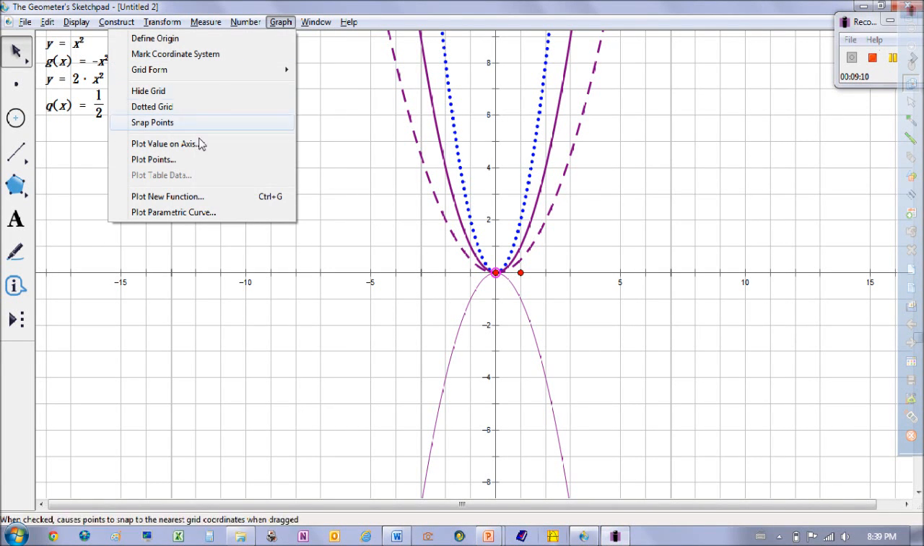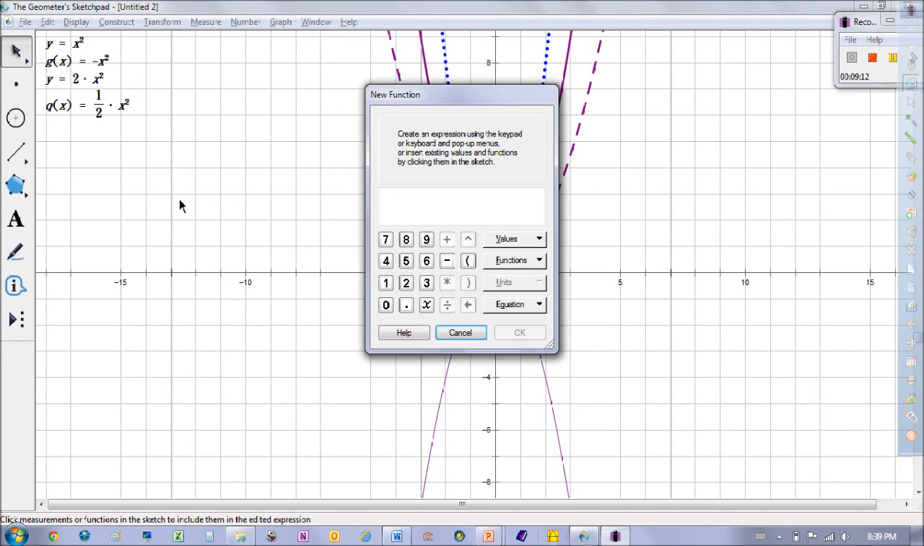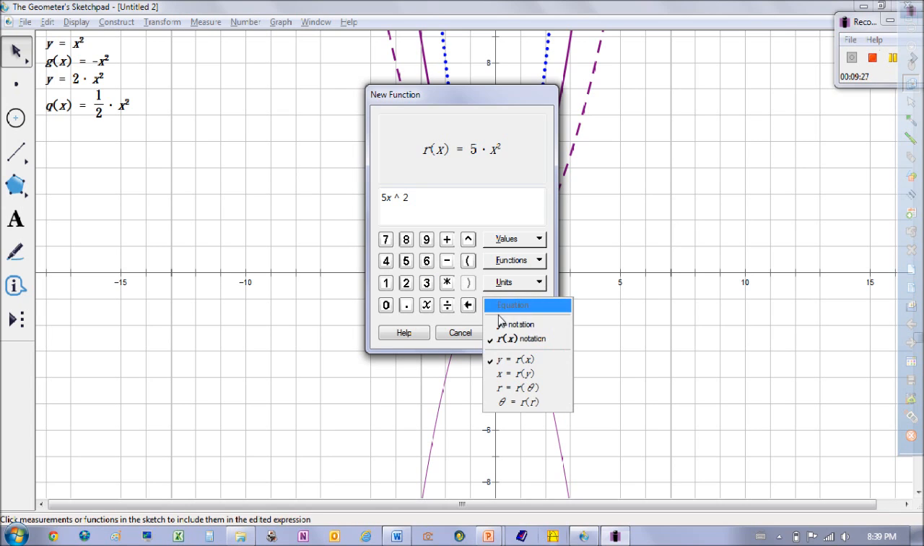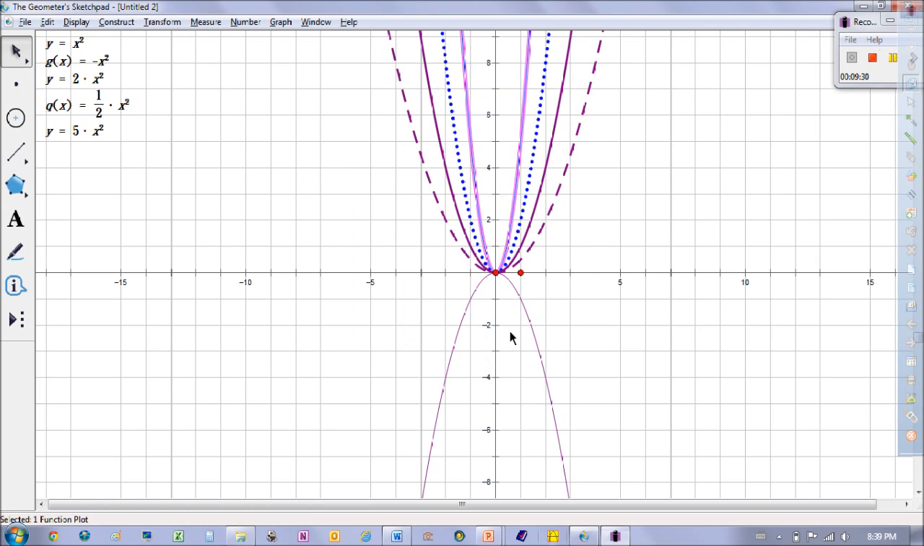Test that theory. So let's plot a new function. For example, let's plot 5x squared. If our observation is correct, the parabola of 5x squared should be closer to the y-axis than the 2x squared. So let's see what it looks like. And we were right, it got closer and closer to that y-axis.